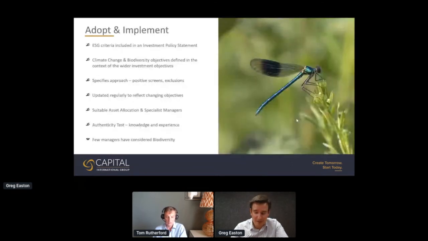And I suppose that next natural step is, how do you go about adopting and implementing an ESG and biodiversity strategy? What we're seeing increasingly is that it forms part of investment policy statements, being referenced there. I know there's a point that you make, Tom, that you don't want to get too specific at that level, but I think it's good that it sits there, that it is referenced in the investment policy statement, and you almost have your ESG objectives and ESG restrictions, and likewise for biodiversity, stated in that form. I think that's absolutely right.